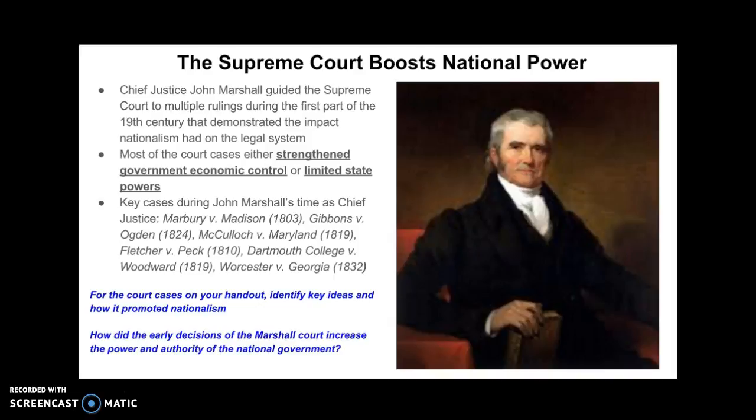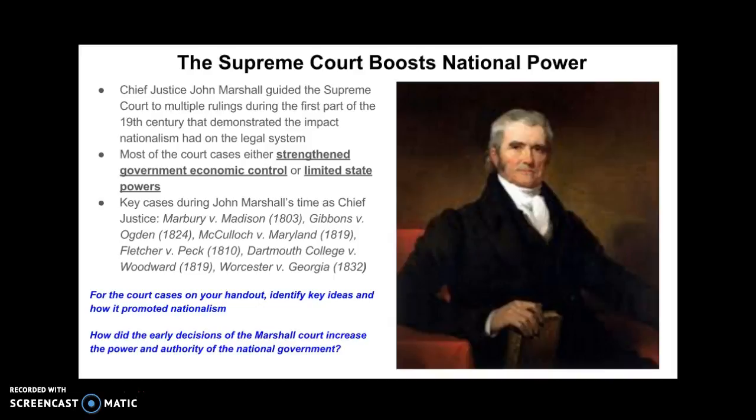How does this promote nationalism? By limiting the state's power, it strengthened government economic control. By allowing the Bank of the United States to be constitutional, it strengthened the federal government's control over the economy. I've really just said the same thing, but in slightly different ways there.